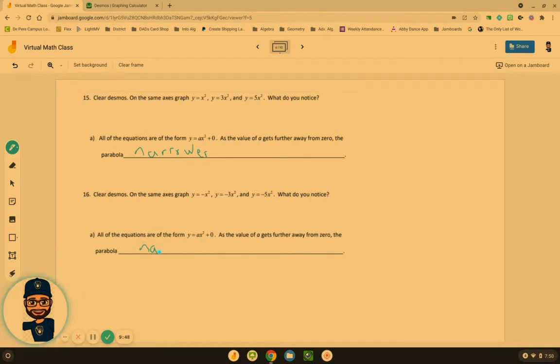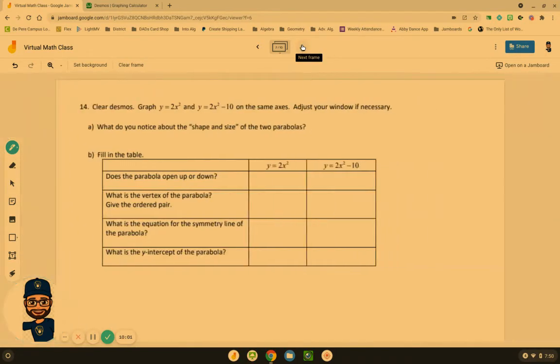Right? Those numbers are still larger than 1, so to speak. They're getting higher. And so as that a value gets further and further away from 0, the parabola gets narrower and narrower. All right.